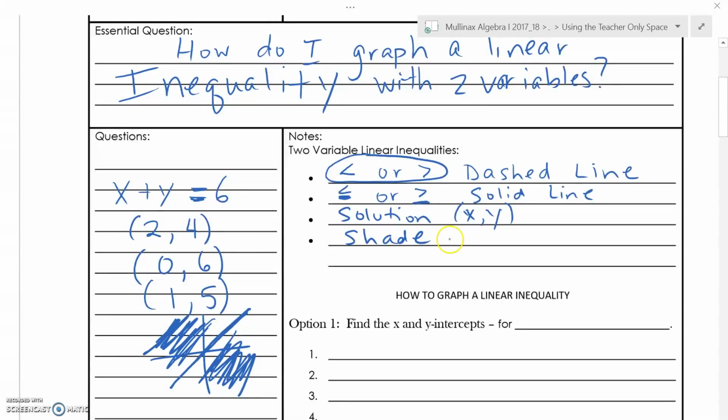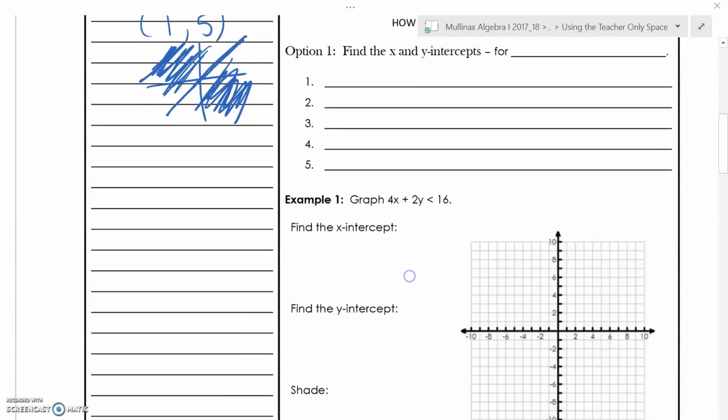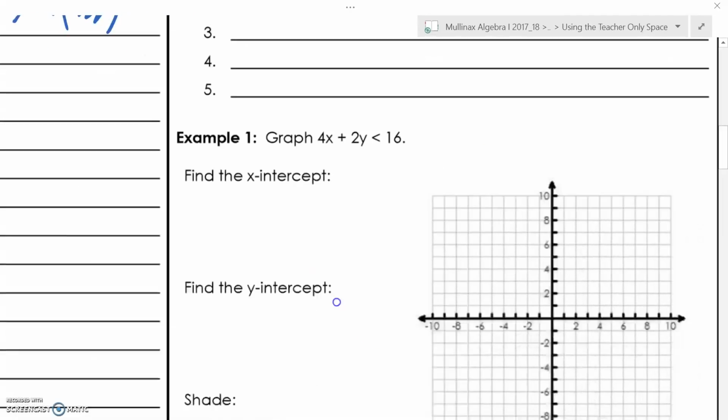So to shade the correct side, you will pick any point not on the line, pick a test point, and plug it in to see if it makes a true statement or not. Then we would know which side to shade. So option 1 is graphing a line using the x and y intercepts. So let's take example 1.